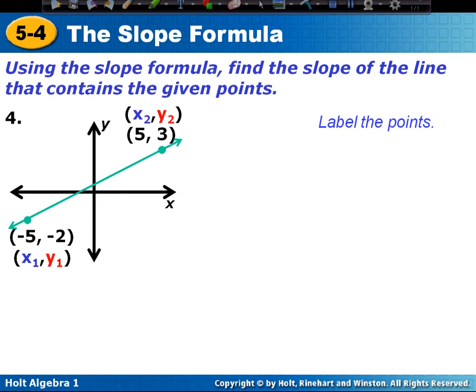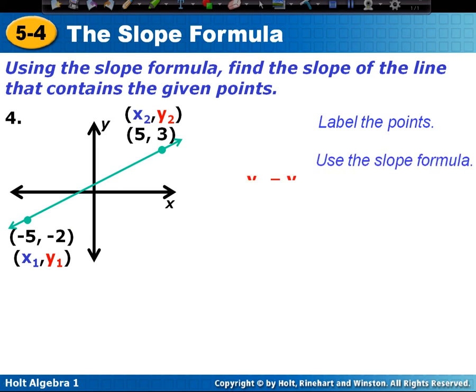Again, first of all, we want to label our points. It doesn't matter which one that you pick as your first point and which one you pick as your second point. Here I picked negative 5, negative 2 as my first point, so I'm going to label it x1, y1. This is my second point, 5, 3, so I labeled it x2, y2. I could have very easily made this one my x1, y1, and this one my x2, y2. Does not matter which one. But you do need to make sure that you label them.